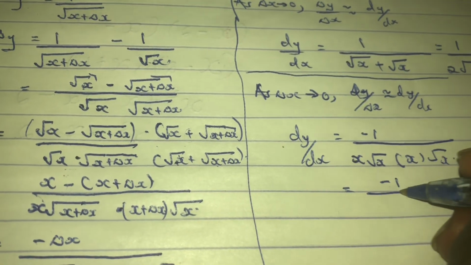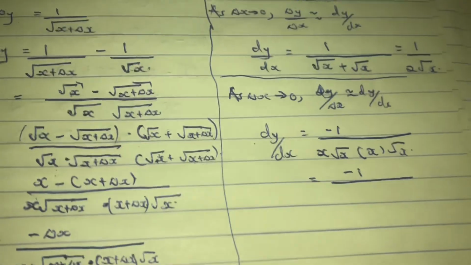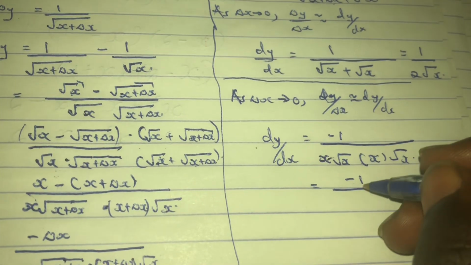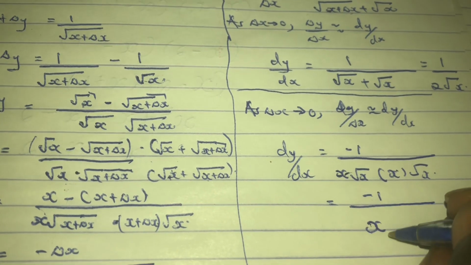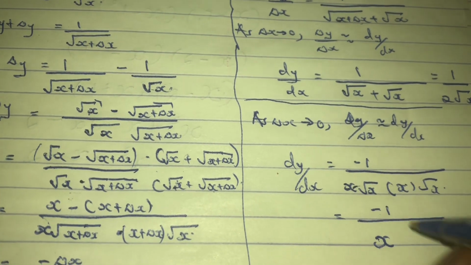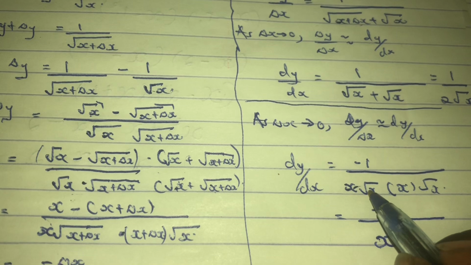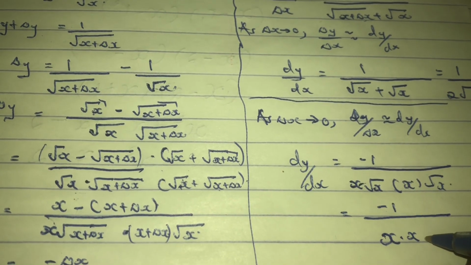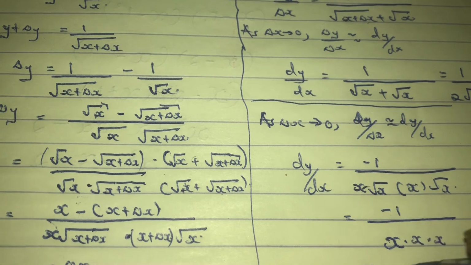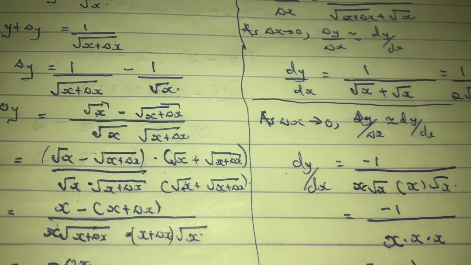So when we continue here, this leaves us with negative 1 over x root of x times x root of x, which is x times x times x. This will give you negative 1 over x to the power 3.